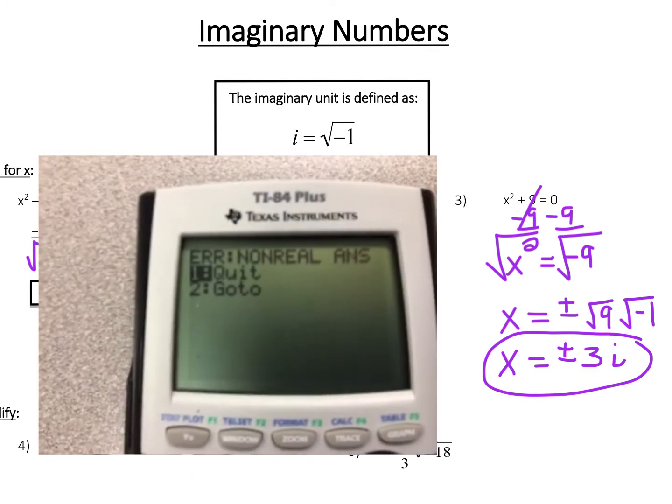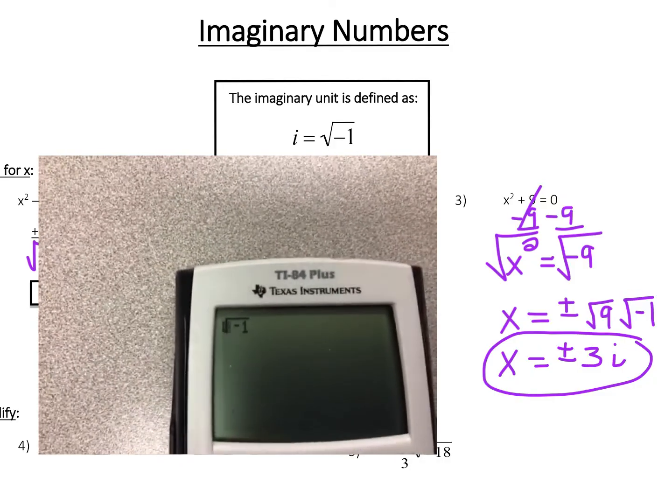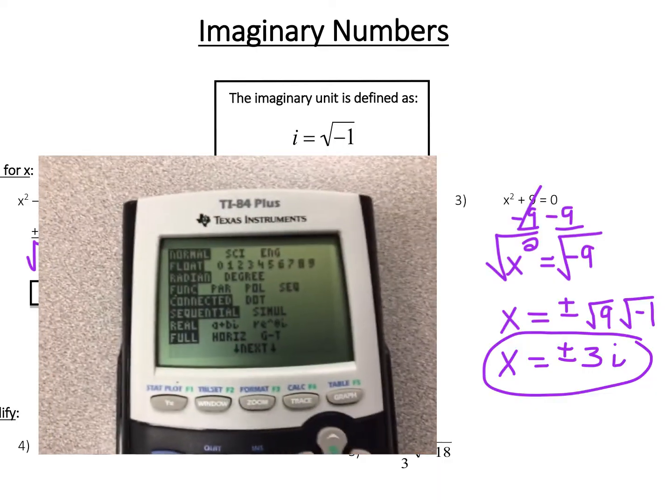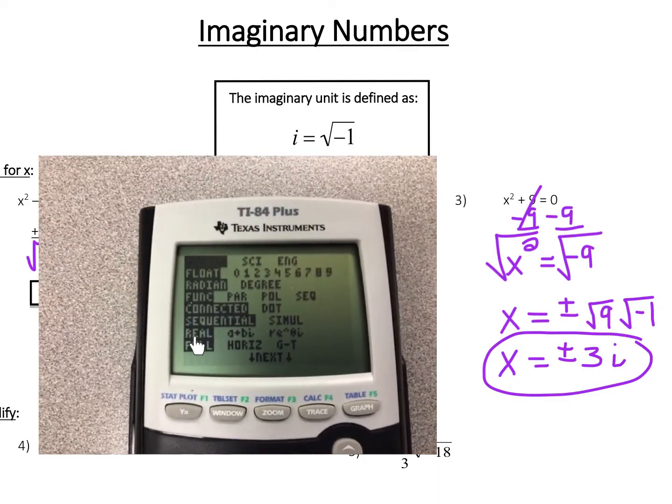So what I'm going to do is, let me just clear out of here for a minute. I'm going to go in my calculator. There's a mode button right here. I'm going to go to mode. And if you look down here, see where it says real? I'm on real numbers only.